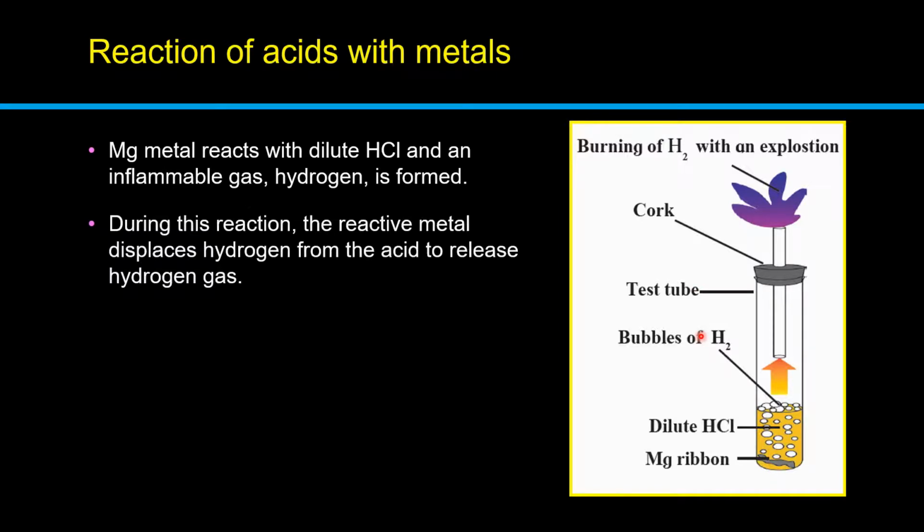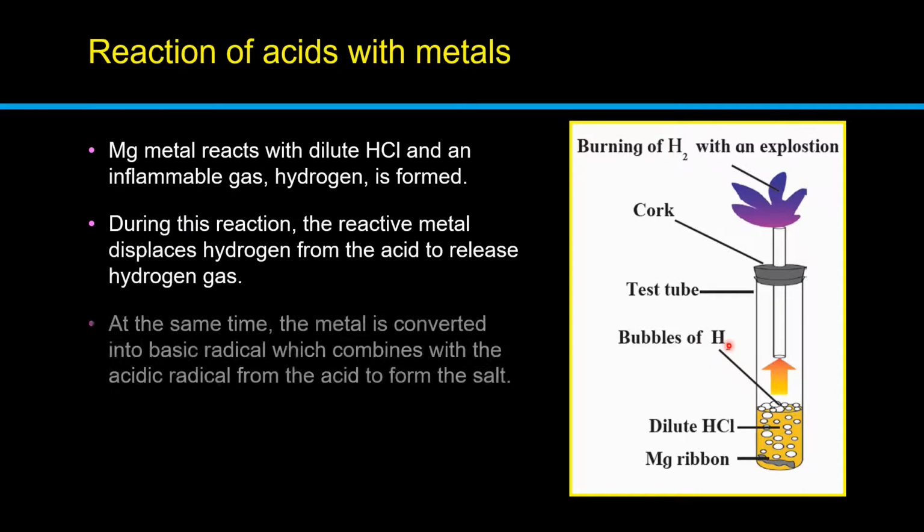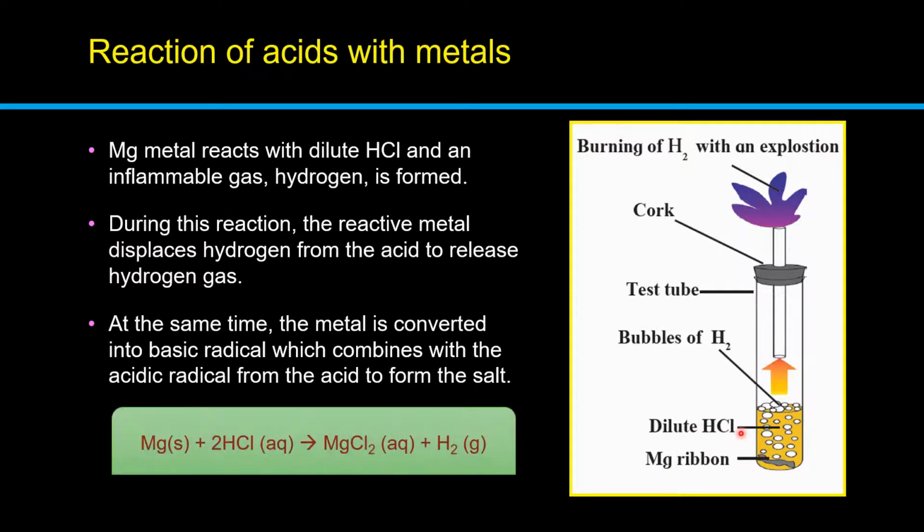So during this reaction, the reactive metal, that is magnesium, displaces the hydrogen from the acid and releases hydrogen gas. At the same time, the metal will be converted into a basic radical which combines with the acidic radical to form the salt. Magnesium will combine with chlorine. So the reaction, you can see, is magnesium with hydrochloric acid forms the salt magnesium chloride, with hydrogen gas being evolved.